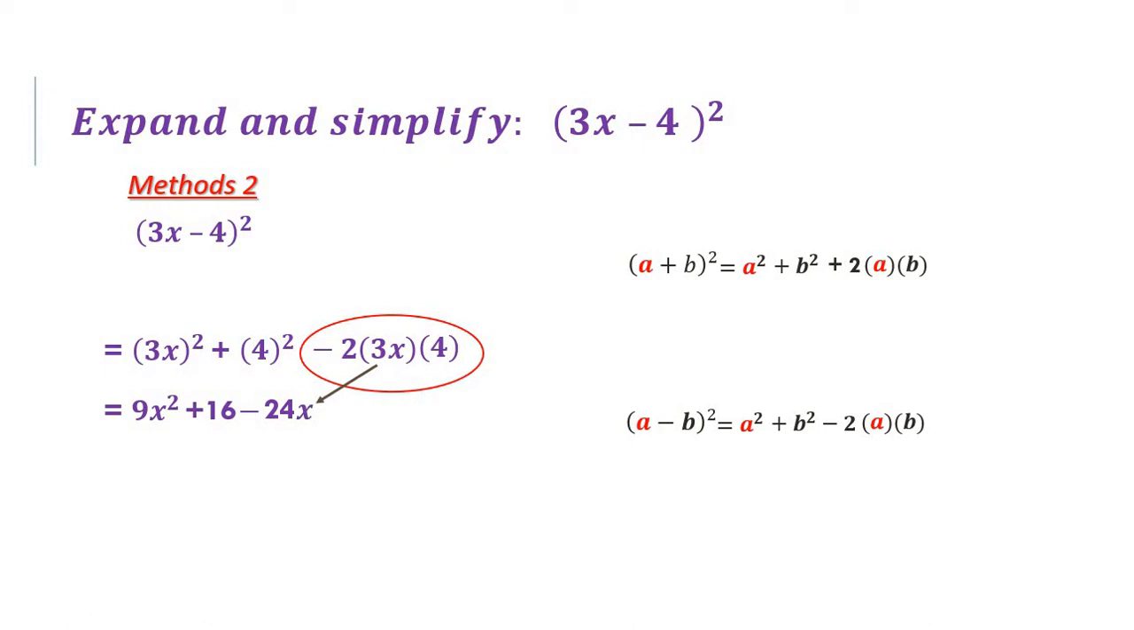Next, we want to rearrange them. Let's put the 9x squared. Then we're going to put the x term, which is minus 24x, right after. And then put the plus 16 at the end. So notice we have the x terms first, based on the order of powers. So 9x squared minus 24x, which is to the first power, plus 16.